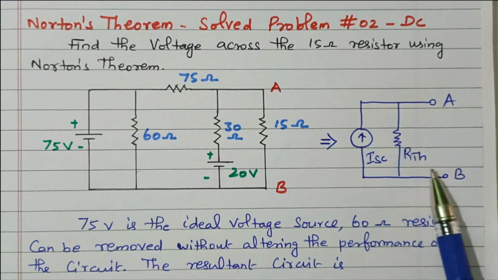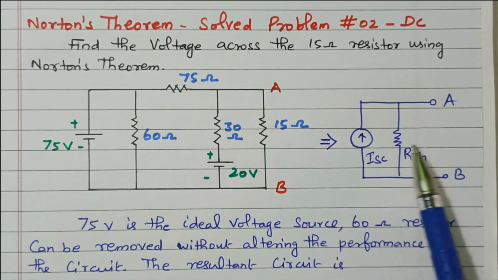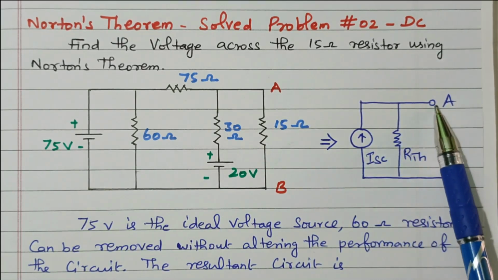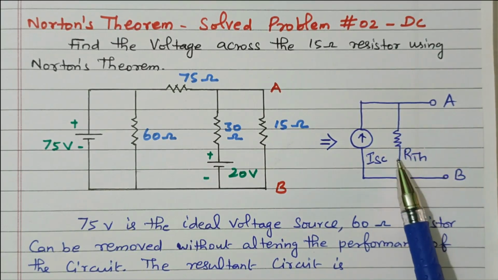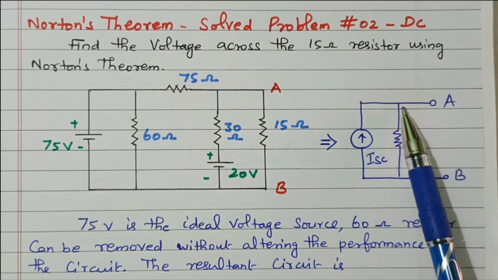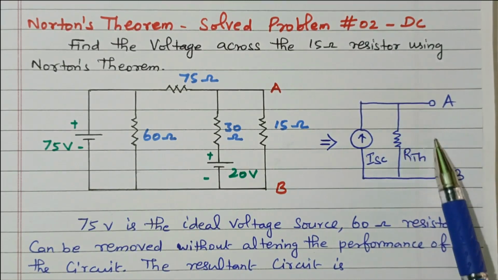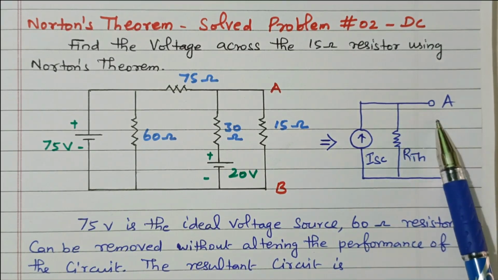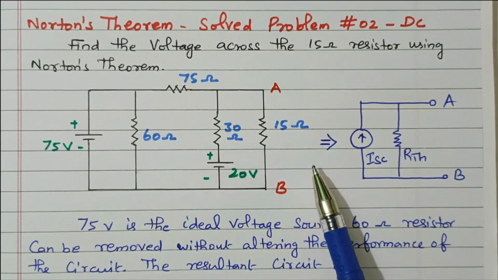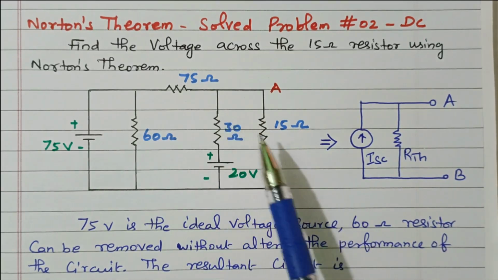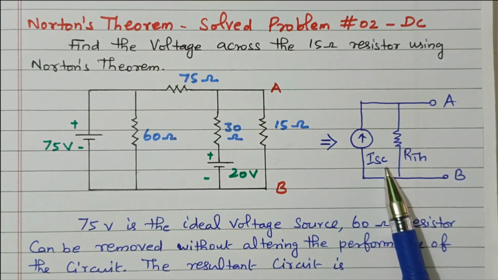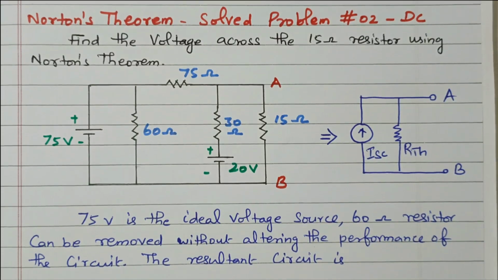This is terminal AB, that is terminal AB with the 15 ohm resistor. After the simplified circuit, we can easily calculate the current flowing through terminal AB because two resistors are available and one current source is there. By using the current divider rule, at this point the current will be divided. By using the current divider rule, we can easily find the current flowing through the terminal AB, that is nothing but the load resistance, the 15 ohm resistor. So that is the aim of this Norton circuit: the complicated circuit is converted into a simplified Norton equivalent circuit. Now we'll see that.